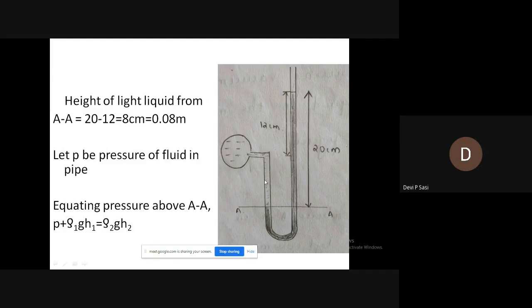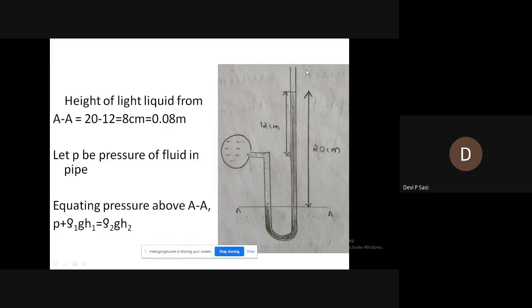So now you understood that there are two liquids. One is mercury and the other one is a light liquid. Mercury is in the right limb, and it is open to the atmosphere, while the left limb contains a light liquid. The left limb contains a light liquid and the right limb contains a heavy liquid. The right limb is open to the atmosphere.